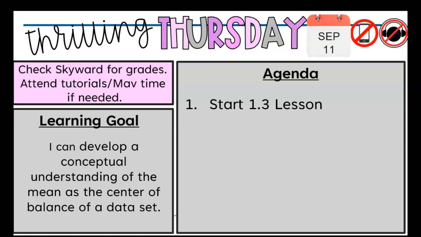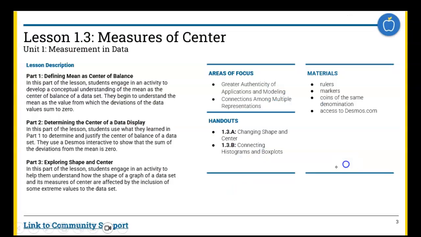Okay, so today the learning goal, everybody look up here, is to develop a conceptual understanding of the mean as the center balance of a data set. So which word do you already know here? Mean. What is the mean? Center. Data set. What's the mean? Average. So the average is going to be what? Center balance of a data set. Okay, good. All right, we're going to page 12.